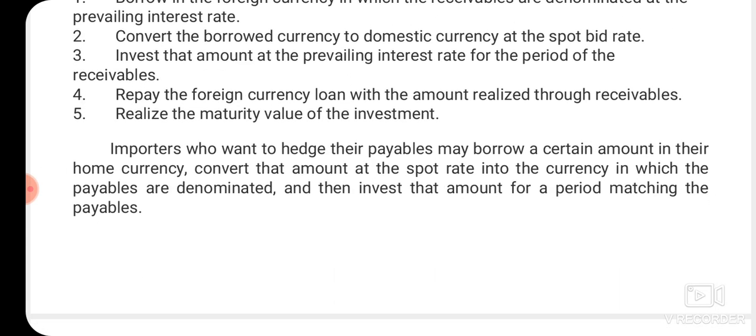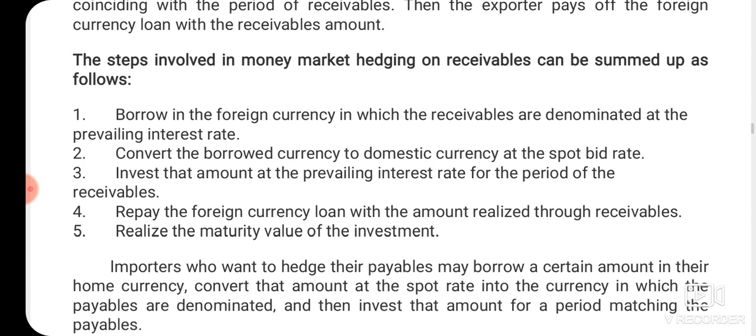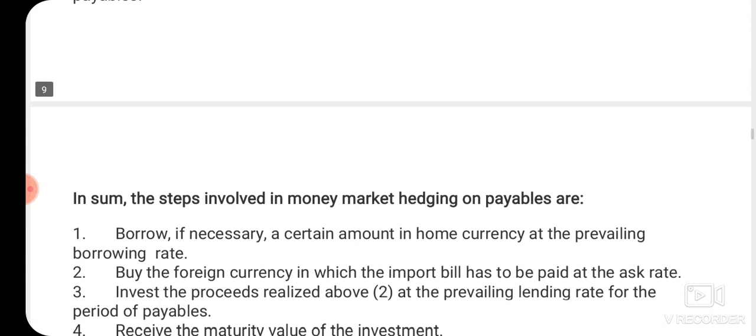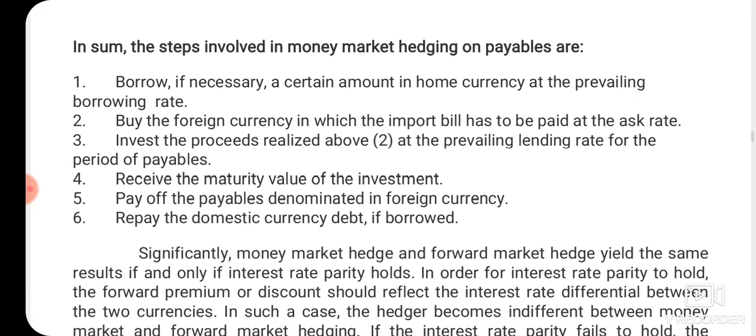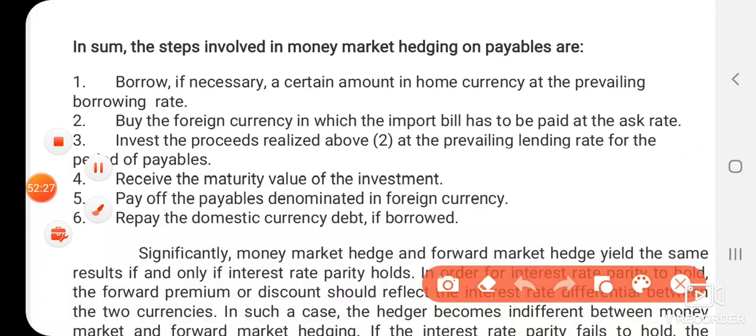Here, importers who want to minimize their payables risk may borrow a certain amount in their home currency and convert the amount at the spot rate into the currency in which the payables are denominated, and then invest the amount for a period matching the payables. Here we have discussed receivables. Now we can see the steps for payables.